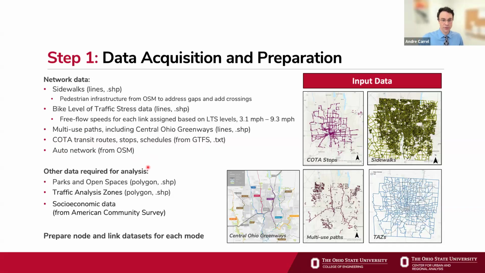In addition to that, of course, we had some shape files, so some polygon files here: parks and open spaces, the one that I showed before, the traffic analysis zones, and then we also brought in some socioeconomic data, which we drew from the American Community Survey. So for all the networks, this is the start of the multimodal journey. We have separate networks for pedestrians, for bikes, for transit, and for automobile. Each of those networks has its own node and link data set.